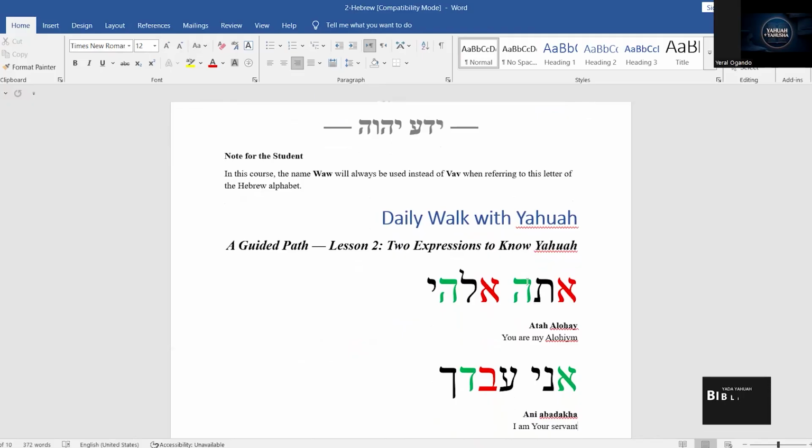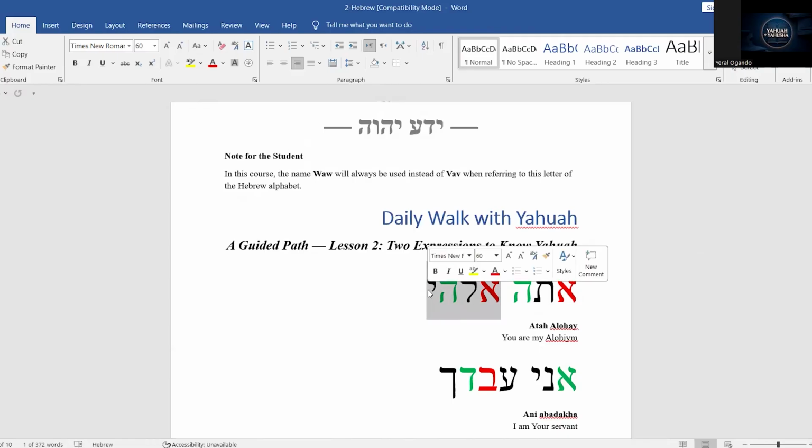Now let's go to Daily Walk with Yahuah, a guided path, lesson 2. Two expressions to know Yahuah. Aleph, Tau, He, Aleph, Lamed, He, Yod or Yad. So we have Ata. I have colored the letters that you have already seen; the ones you haven't seen yet you will see later on. So you have Ata Elohai: you are my Elohim. Elohai is my Elohim. You will understand later when we get to the possessives. Ata Elohai, you are my Elohim.